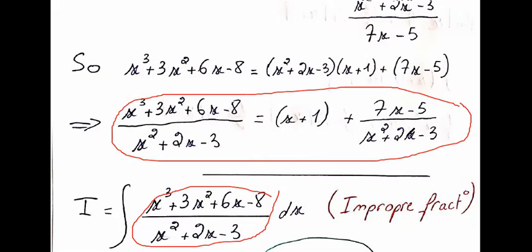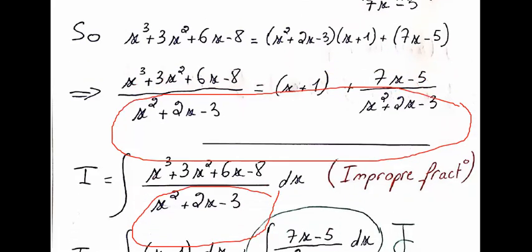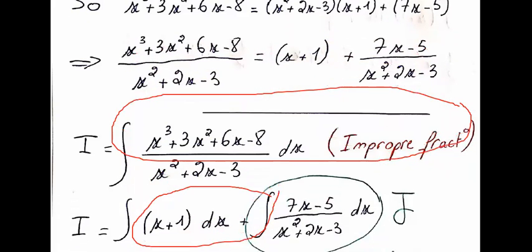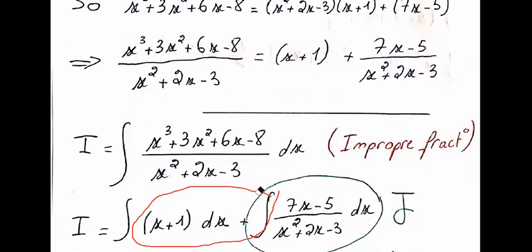of 7x minus 5 over x squared plus 2x minus 3. So I have now an integral of a polynomial, which is very simple to integrate, and another integral of a fraction of polynomials, but now it is a proper fraction because the degree of the numerator is 1, which is strictly less than the degree of the denominator, which is 2.